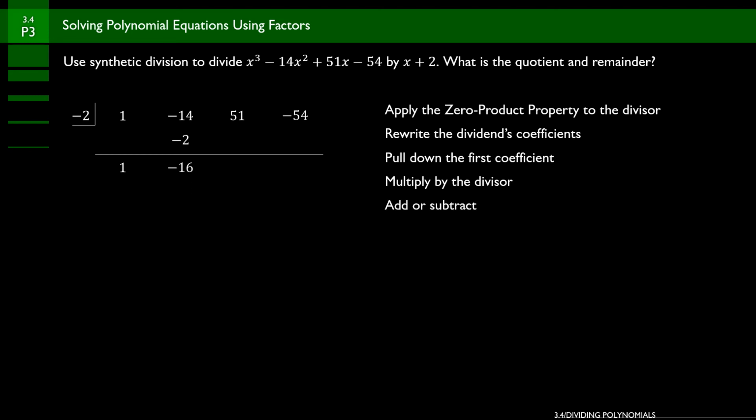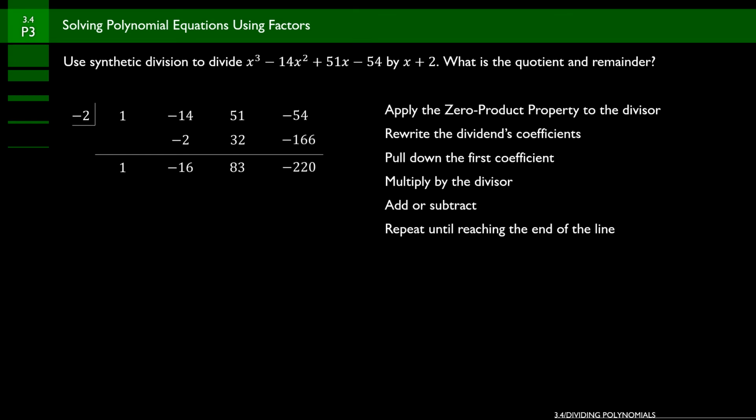Now again, since we're beneath the bar, multiply what is beneath the bar by what's in the half box. So negative 2 times negative 16, that's 32. Move that diagonally underneath the 51. Now 51 plus 32 gives you 83. Multiply that 83 by what's in the half box, the negative 2. Negative 2 times 83 is negative 166. Negative 54 minus 166 is negative 200.